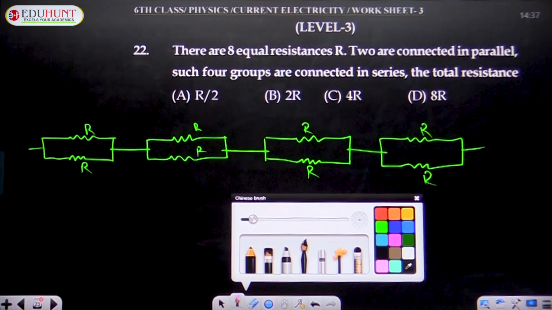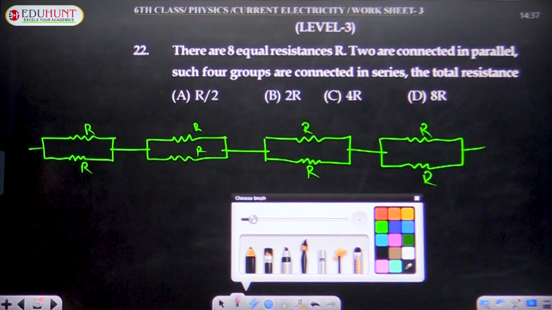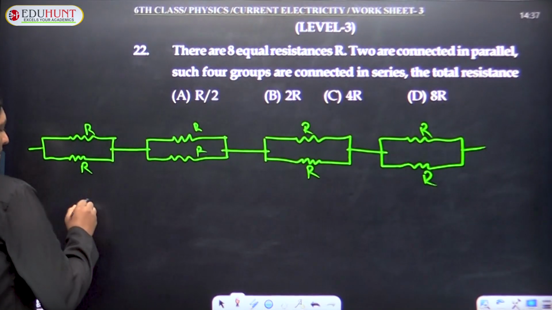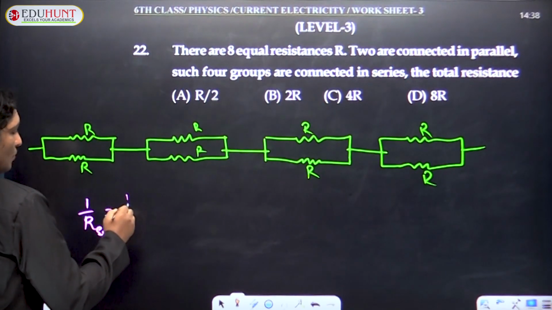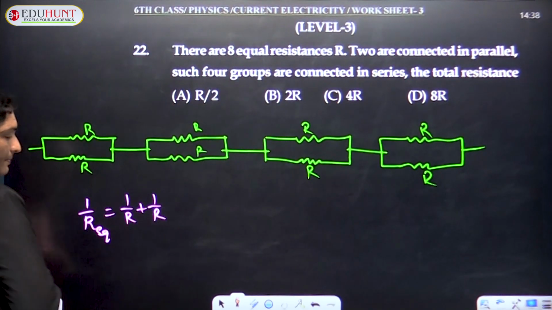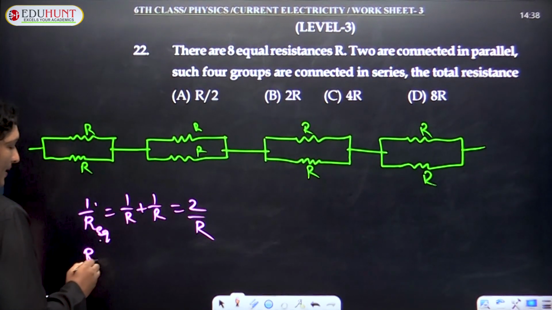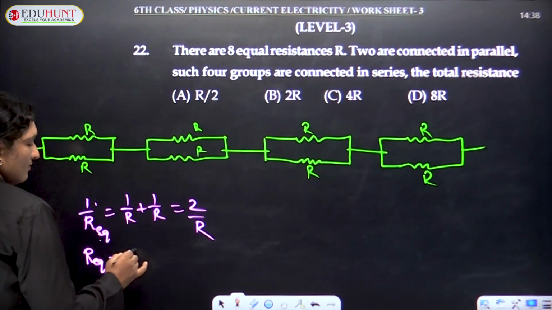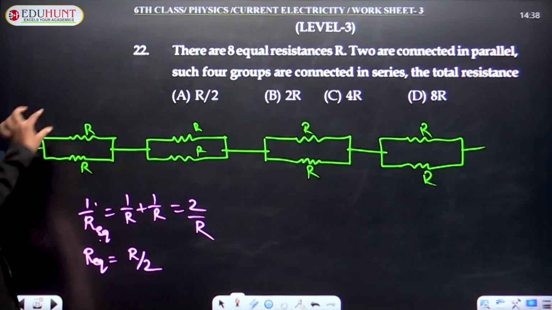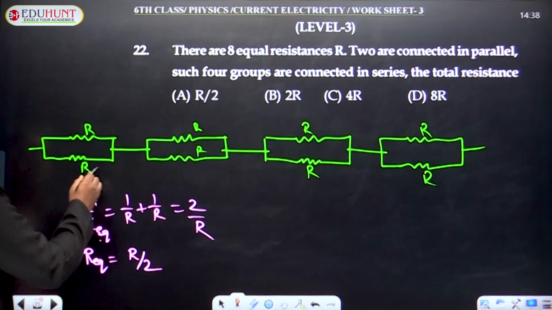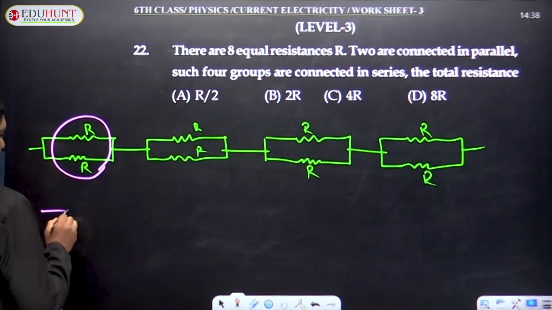These 2 are connected in parallel. What is the formula for parallel? If 2 resistances are connected in parallel, the formula for equivalent resistance is 1 by R equivalent equals 1 by R plus 1 by R. This is equal to 2 by R. If 1 by R equivalent is equal to 2 by R, then R equivalent will be equal to R by 2. How much is that? R by 2. So, if we consider the equivalent resistance of these 2 combined resistors, you will be getting something like this.